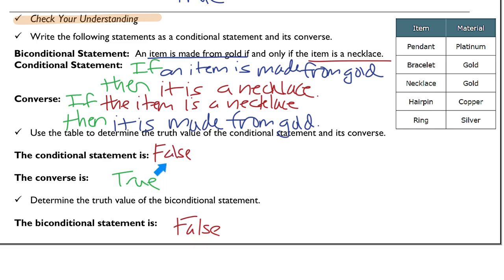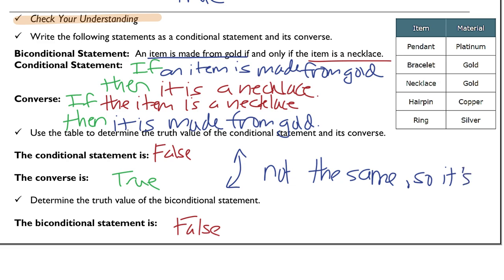Those are different from each other, so it's false. So again, if they're both true or they're both false, we would say this is true. These are not the same, so it's going to be false. Now, if they are the same, it could be false and false. Therefore, this would be true. They just have to match in order for this to be a biconditional statement. That is true.